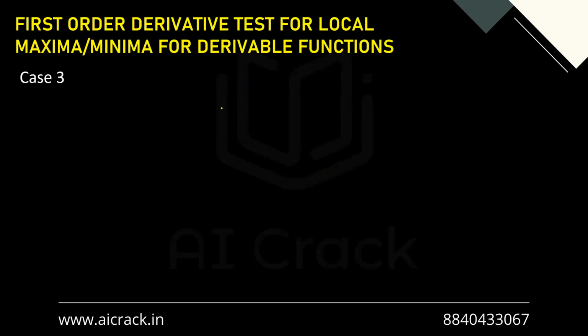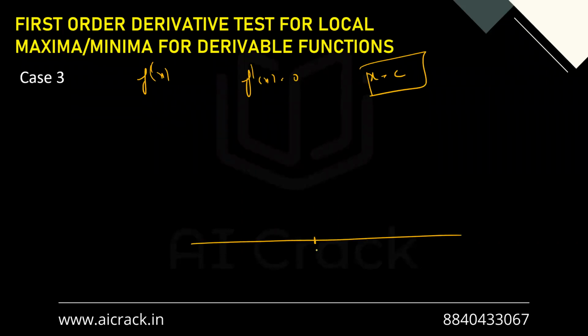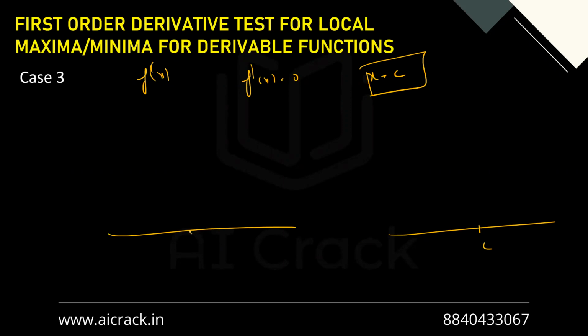Now what is the third case? What can be the third case? Over here again we have defined a function f(x), and f'(x) equals 0 for, let's say, x equals c. So we have a function over here, and this point c is over here. Now there can be two cases. Let me draw two cases over here as well. So this is c, and this is also c. The first case would be it's negative over here, and it's also negative over here. It's positive over here, and it's also positive over here.